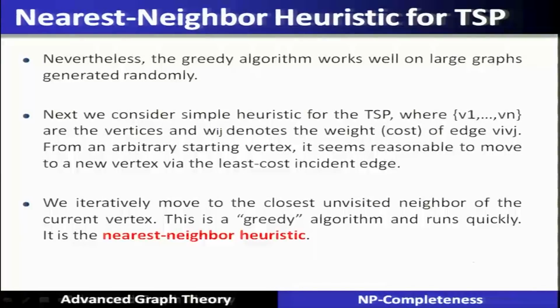Now, from an arbitrary starting point, it seems reasonable to move to the next vertex via the least cost incident edge. Therefore, we iteratively move to the closest unvisited neighbor of the current vertex. This is a greedy algorithm and runs quickly, and this is called the nearest neighbor heuristic.